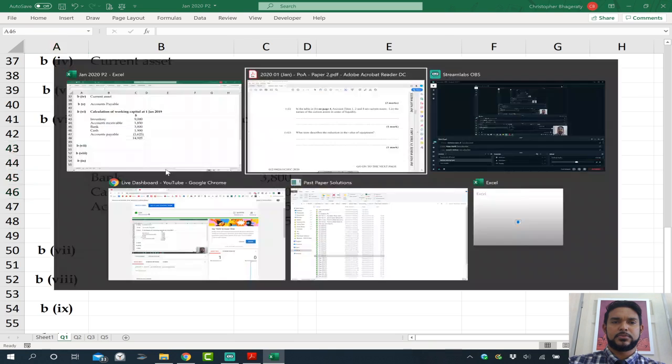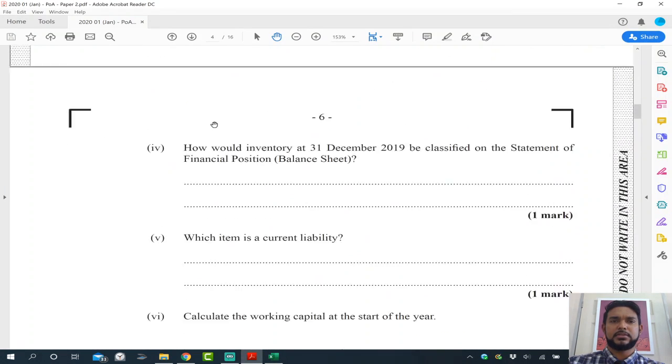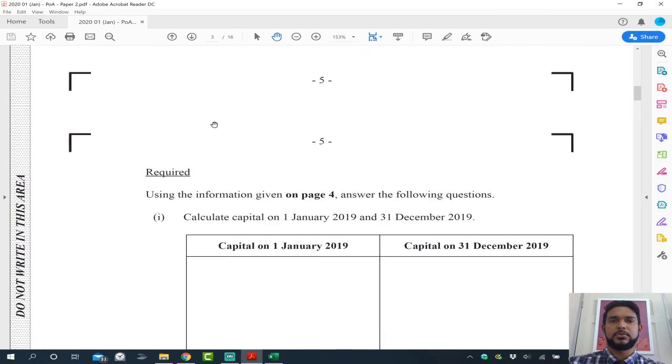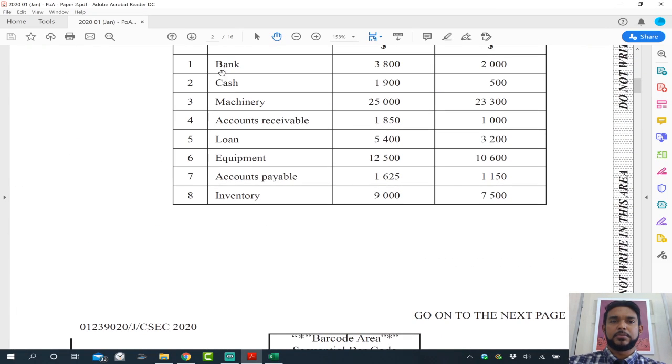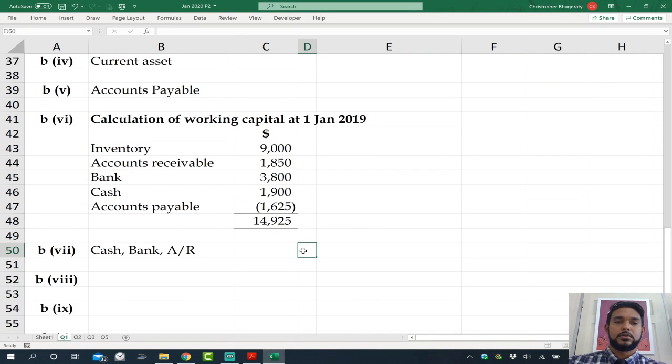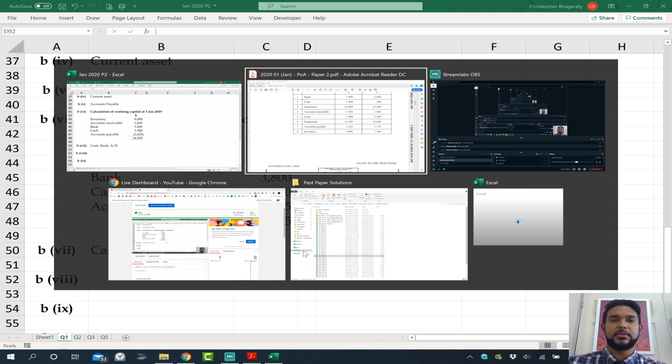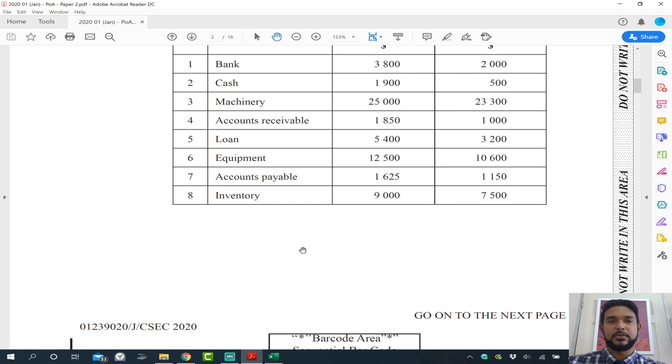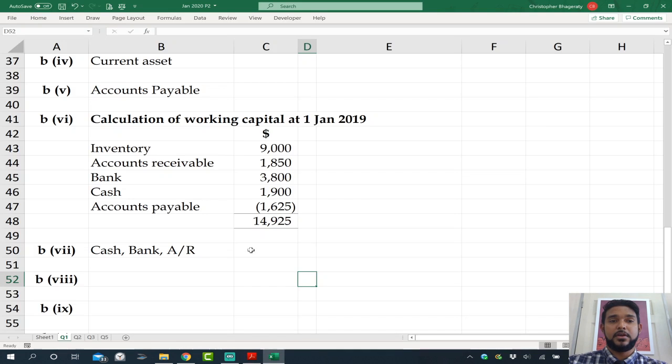So they said items 1, 2, and 8. Let's go back up and check out items 1, 2, and 8. So bank and cash and inventory. So cash first, then bank, and then inventory. Cash, bank, and AR. Well, wait, hold on. They said 1, 2, and 8, right? Oh, okay. So inventory, right?